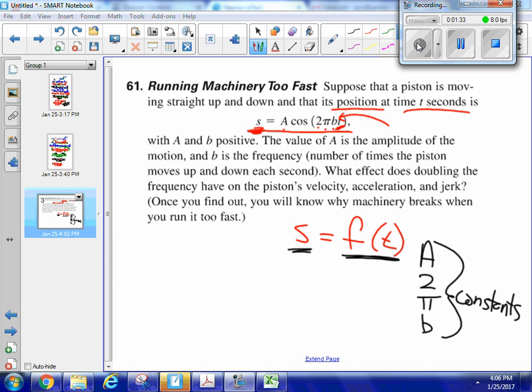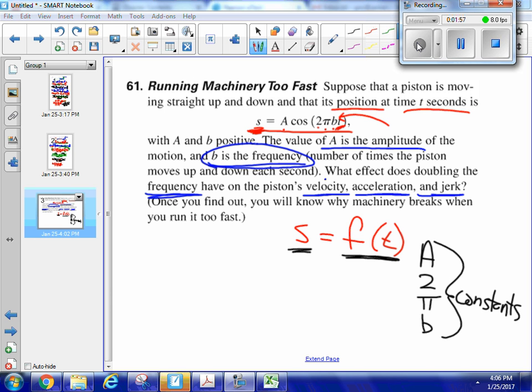So we're told that a is the amplitude, b is the frequency, well, 2 and pi are just numbers, right? And it's asking the question, what effect does doubling the frequency, so if I want to double b, have on the piston's velocity, acceleration, and jerk?